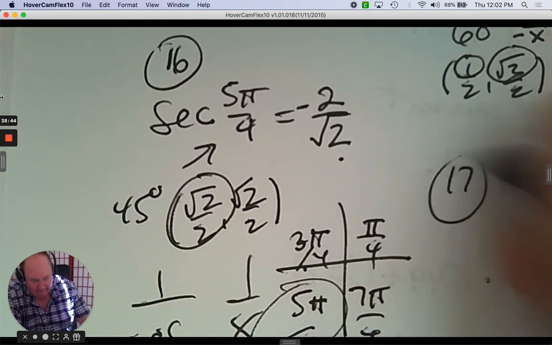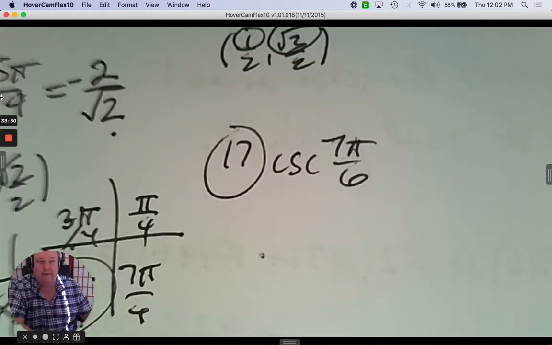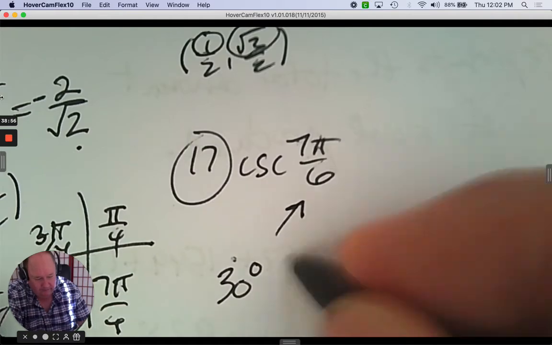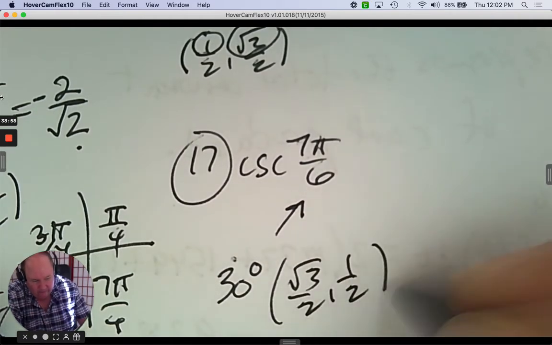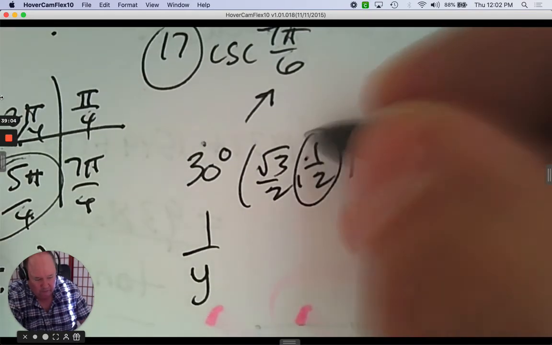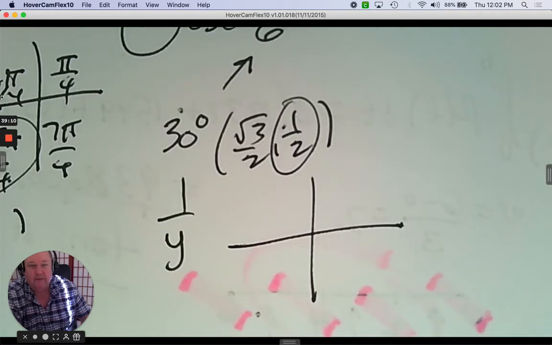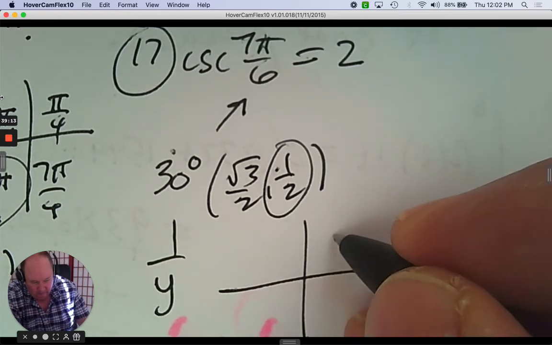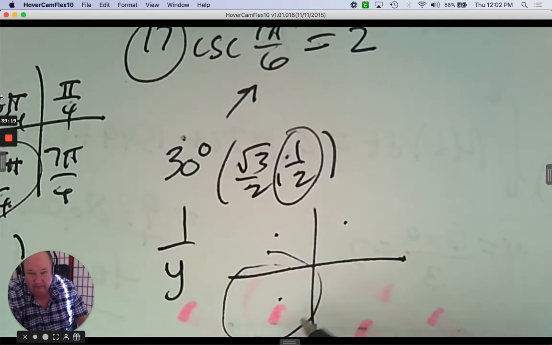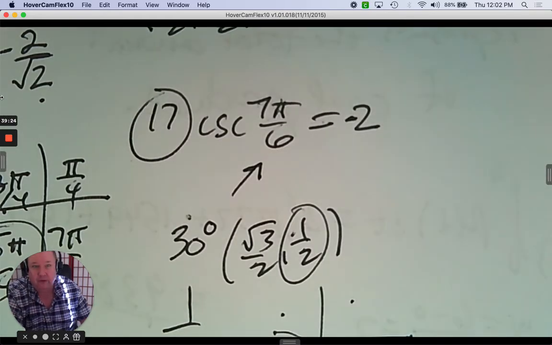Number 17, cosecant, 7 pi over 6. So how do I find the value of that without a calculator? The denominator is 6. It's a 30-degree reference angle, and the order there is √3 over 2 and 1/2. Cosecant is the reciprocal of sine, or the reciprocal of the y value. So the reciprocal of 1/2 is 2. And then the last thing I figure out is the quadrant it's in. 7 pi over 6 is in quadrant number 3, and the y coordinate is negative there. So this answer is -2.